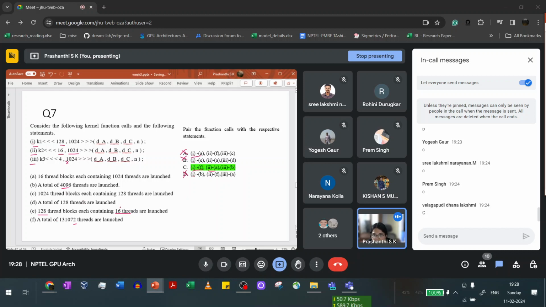But hopefully this question is clear and the kernel launch syntax is also clear. I'll pause here so that you can take a look at the answer once more. Let me know if you have any questions and then we'll move to the next one.